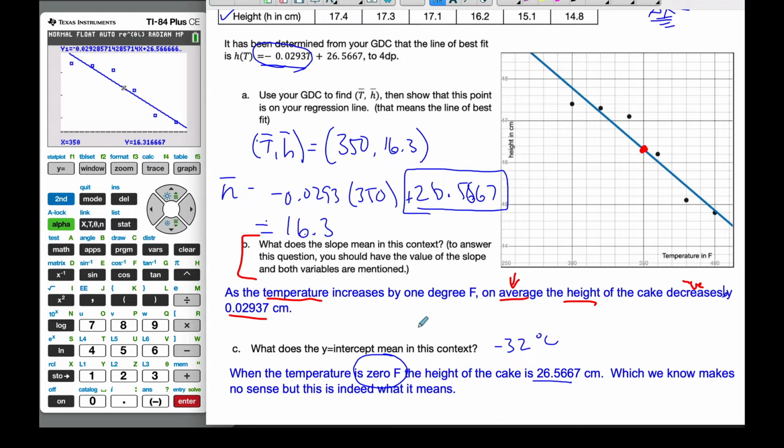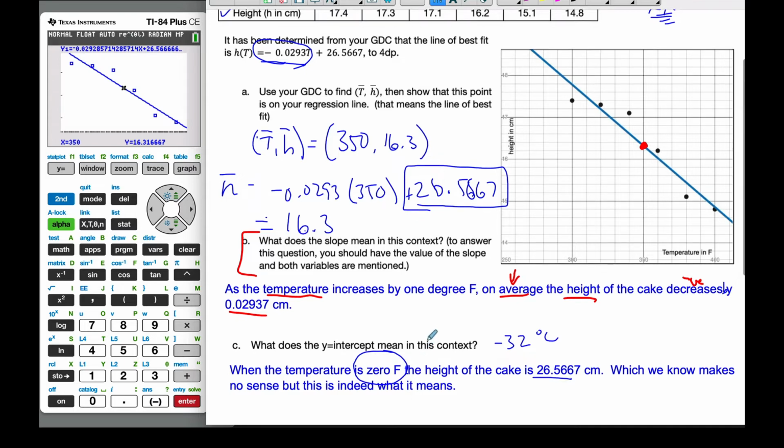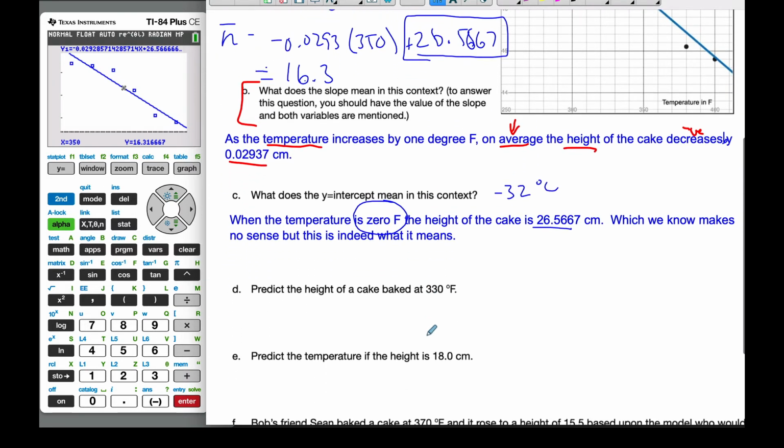That value would work. But in regression, we know oftentimes these extreme values like the y-intercept don't actually make logical sense. All right, so now we have our equation. We want to predict the height of the cake when the temperature is 330.